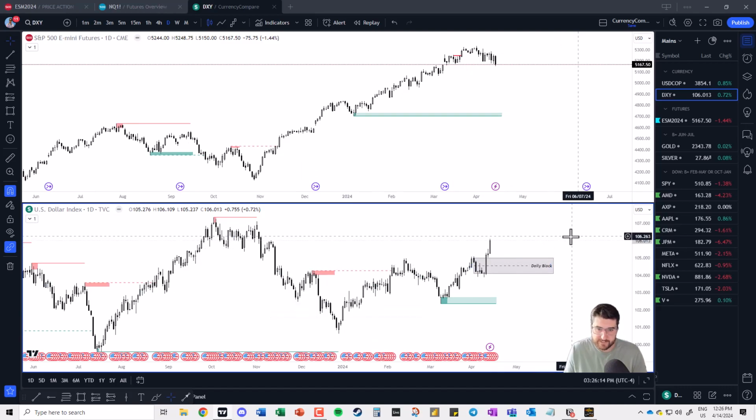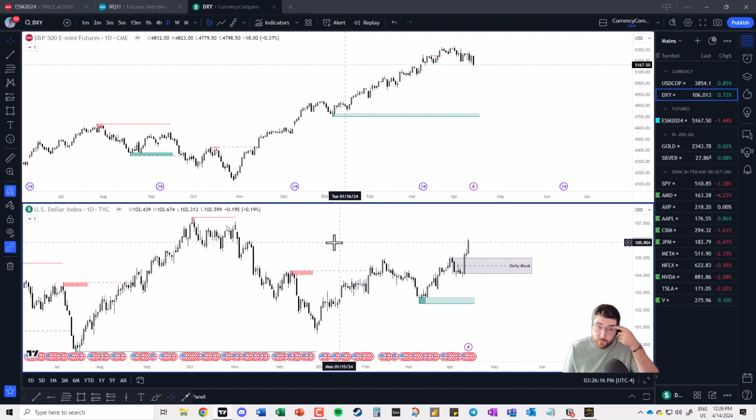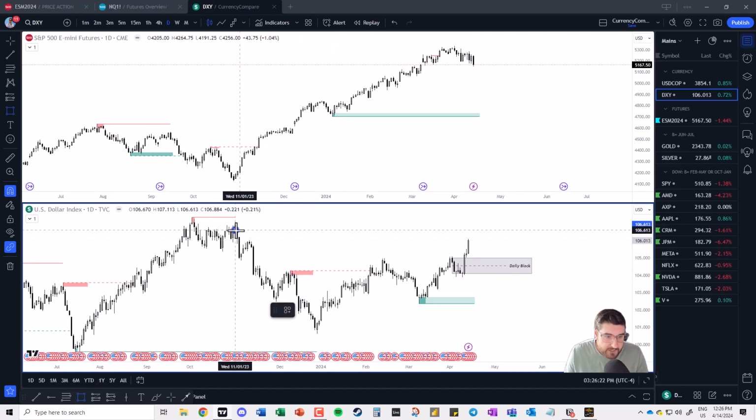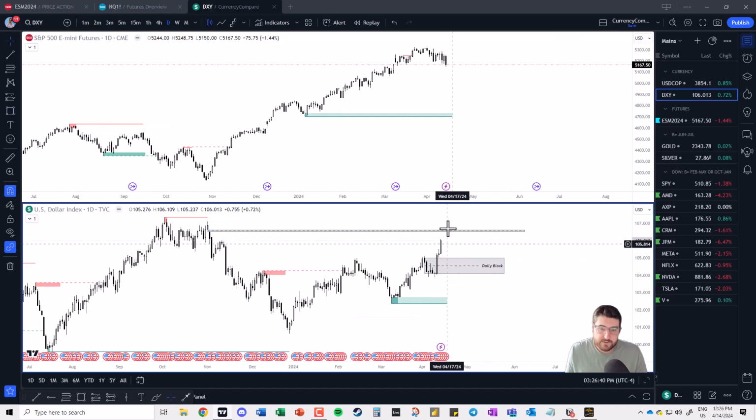So we have that. We want it to go up into this gap, something we could keep our eye on right here. Let's draw that out. So we're kind of playing in this range now. I would like dollar to keep going up, but if we do pull back and do a retrace at the beginning of the week, this is where I'm looking for it to continue on up.